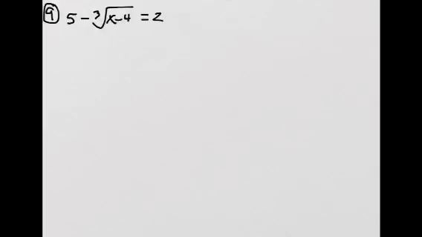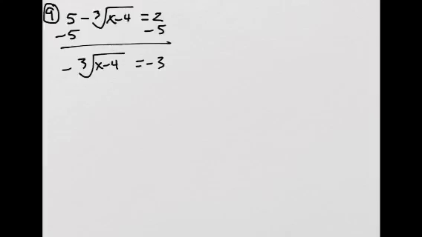Alright, so number 9 for this homework, we're working with cube roots, or an expression to the 1/3 power, and solving those equations. First thing is we're going to isolate the radical, so subtract 5 from both sides. That leaves you with negative cube root of x minus 4 equals negative 3. We're going to divide by negative 1, so that's going to get rid of the negatives.